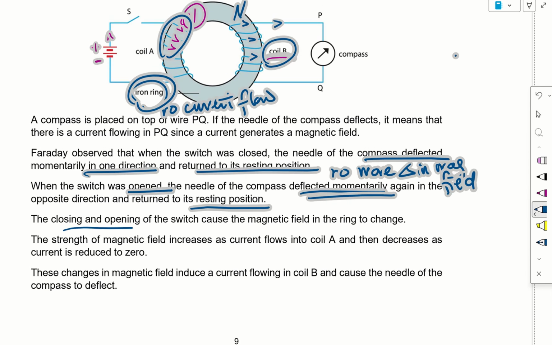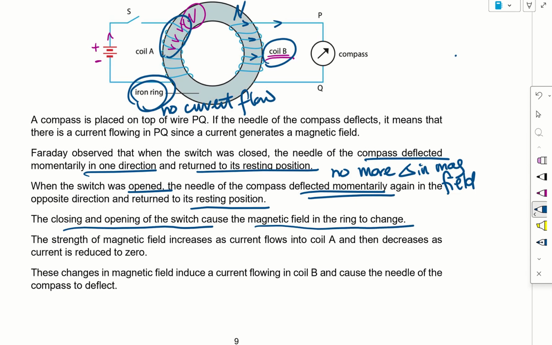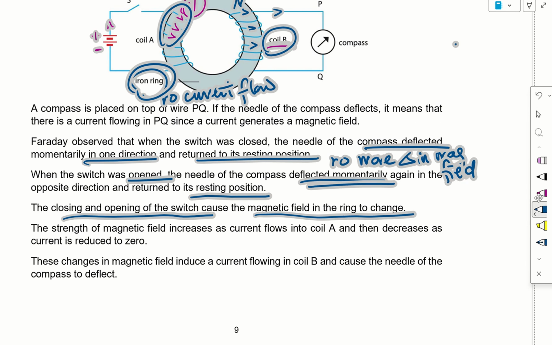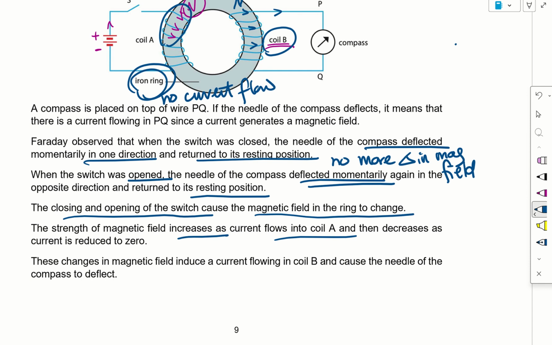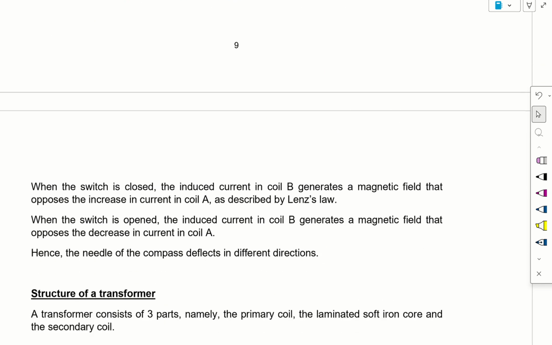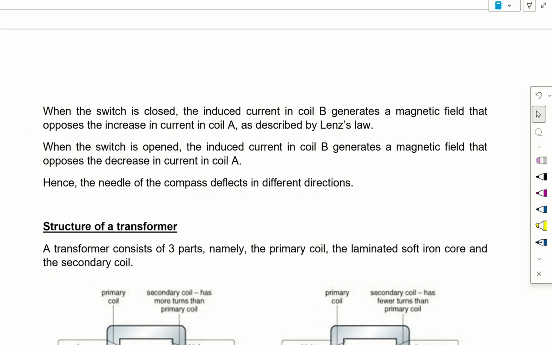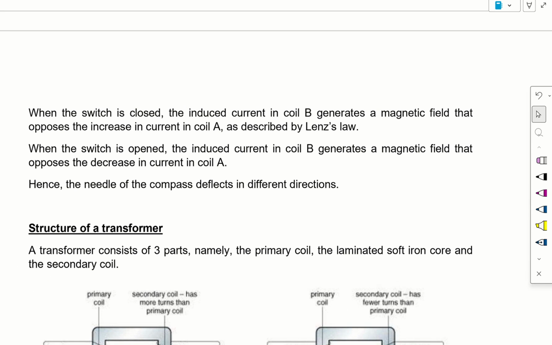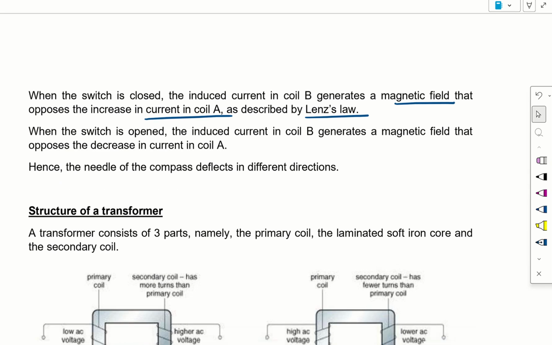The closing and opening of the switch caused the magnetic field in the ring to change. The strength of the magnetic field increases as current flows into A and then decreases as the current falls to 0. These changes in the magnetic field induce a current, Faraday's law, flowing in coil B and cause the needle to deflect. When the switch is closed, the induced current in B generates a magnetic field that opposes the increase in current in A, as described by Lenz's law. So the compass will deflect in different directions as you open and close the switch.